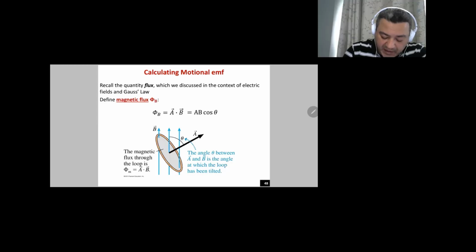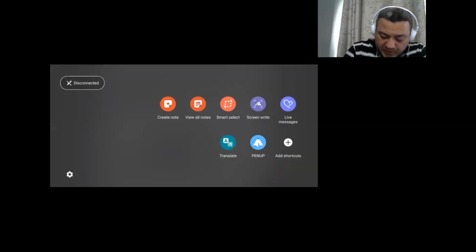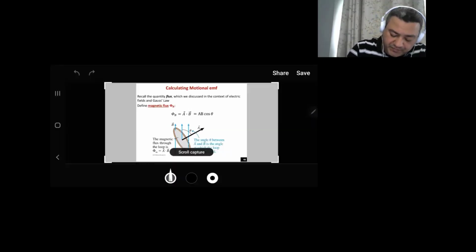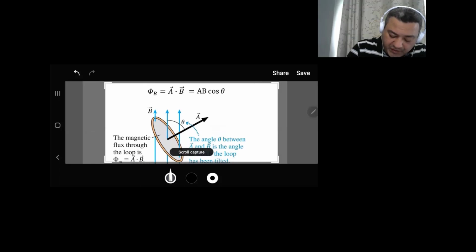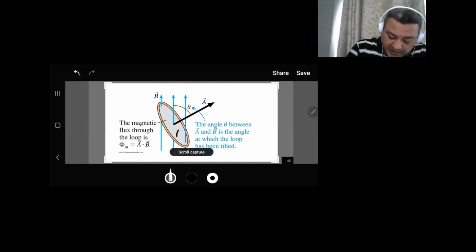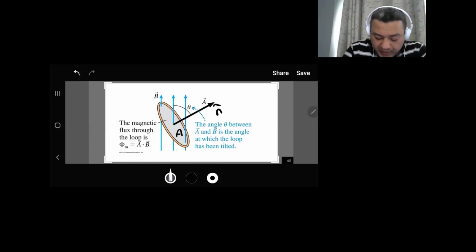A is the area of this loop, and this is the normal unit vector. So A is this area, and this is the normal unit vector on the area vector.